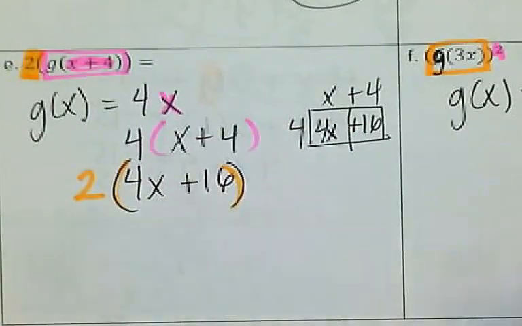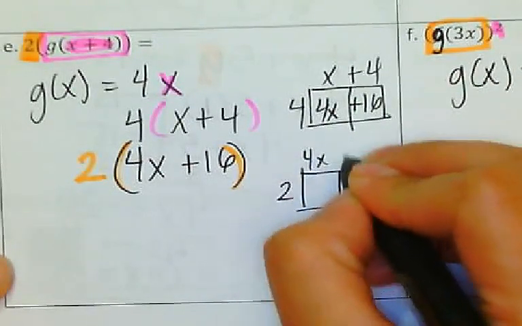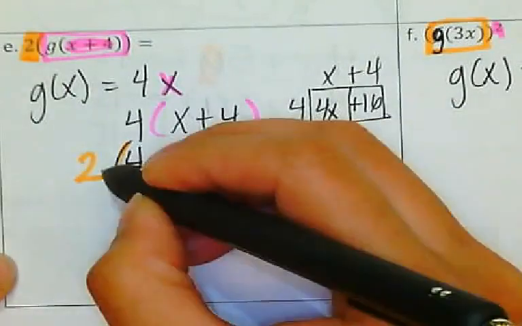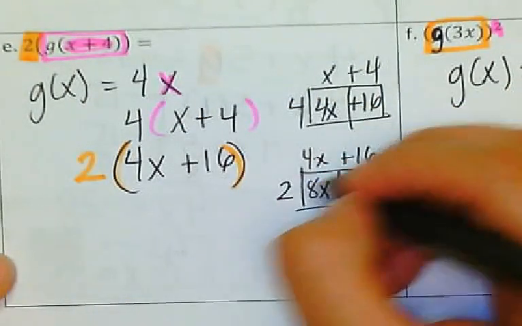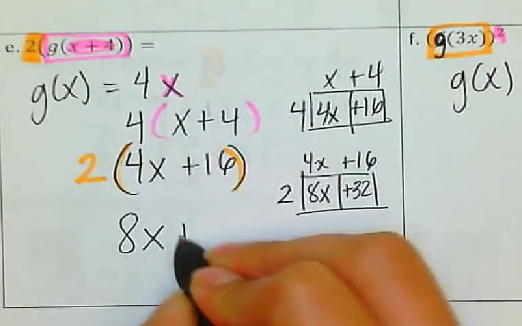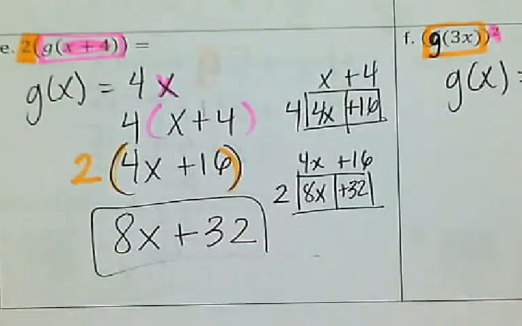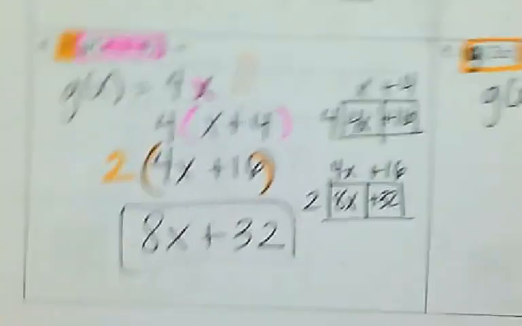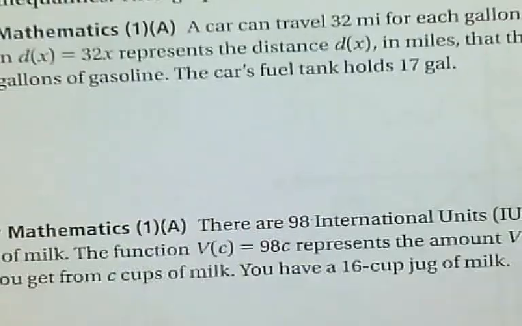So I need to distribute one more time. 2 times 4x, or like this, however you do it, would be 8x, and 2 times 16 is 32. And that would be my final answer. Okay? For the last part, I'm going to go over the car problem.